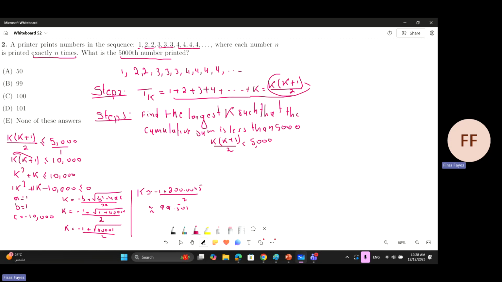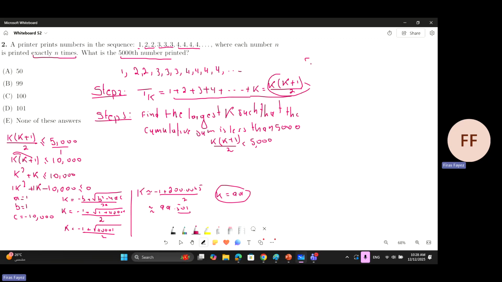Now, okay, in this case, I don't care about the decimal part, because we take the integer part. So let's say k equal to what? 99. The integer part for this one.